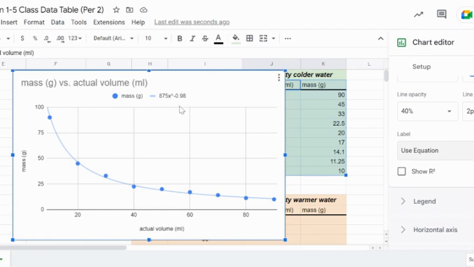So sometimes you need to figure out what the equation of that line is to figure out the actual relationship. And since that is a negative exponent, that tells me that the x and y have an inverse relationship. All right, it's an inverse relationship if there's a negative exponent.